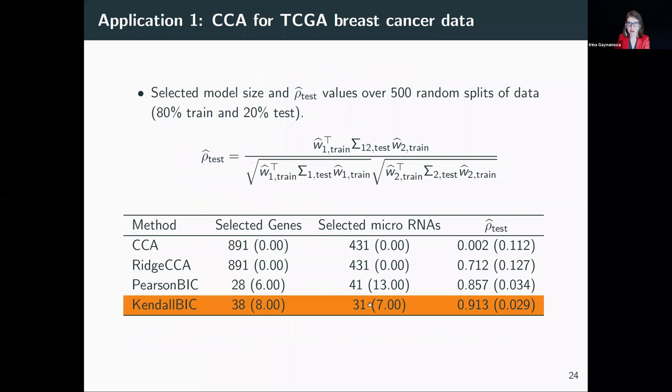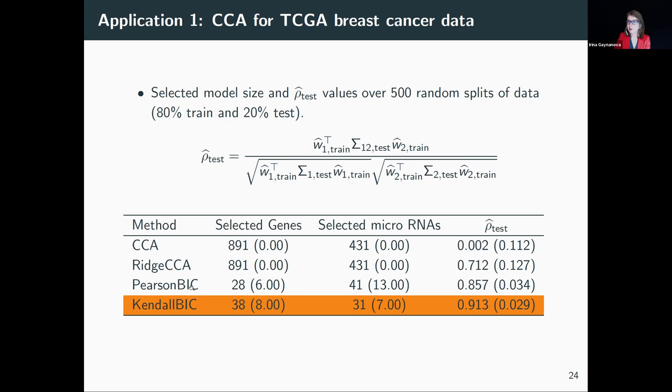All right, so let's see how this works. Because this is real data, we don't know what the truth is, so what I'm showing you here is an out-of-sample comparison. We take the data and split it into train and test multiple times. We fit the model on the training data, and this complicated expression for rho hat test is nothing else but the out-of-sample correlation. The idea is that if this rho hat test is high, then you have a high generalization ability of your estimates. And the last approach here is our Kendall-based rank estimation with tuning parameters selected using BIC.